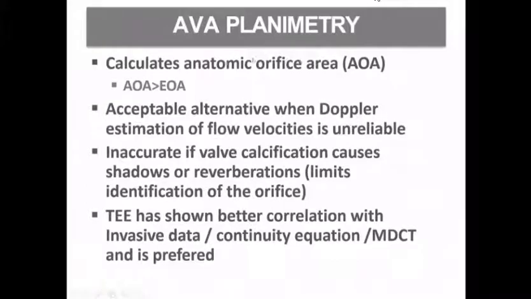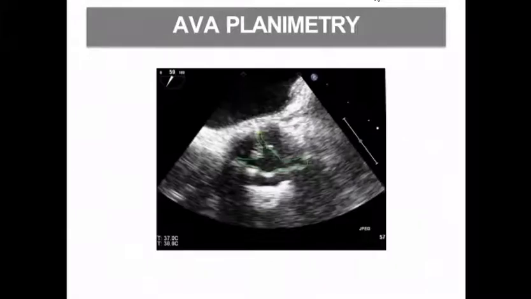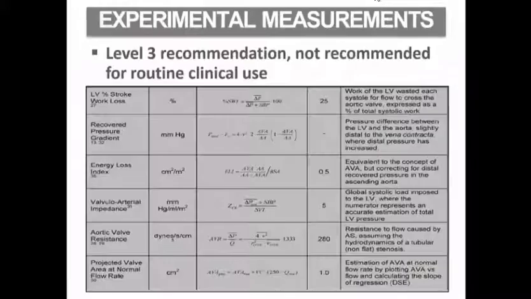So planimetry, as we have already discussed, is the calculation of the anatomic orifice area. It is an accepted alternative when the Doppler estimate of flow is unreliable, though inaccurate if valve calcification causes shadowing or reverberation. TEE has better correlation with the invasive or the continuity equation or the multi-detector CT, and TEE is preferred to assess planimetry for the aortic valve. So with TEE, you can measure the valve area in the mid-esophageal short axis view.